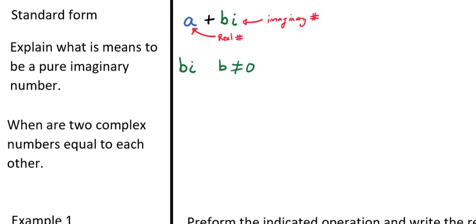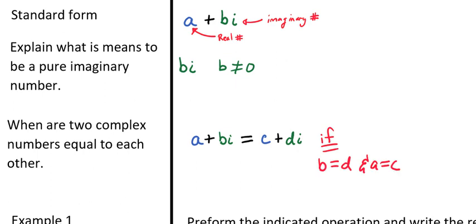So when are two complex numbers going to end up being equal to each other? For example, if we have a plus bi, and we want to know when that is going to be equal to c plus di, that's going to happen if our b equals d, and if our a equals c.